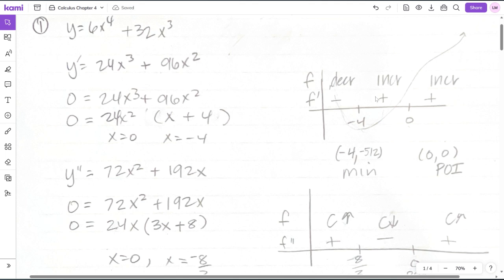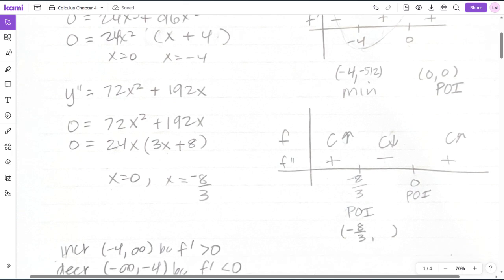And I got negative, positive, positive, which means negative 4 is a minimum. To find the y value, plug it back into the original. So I got negative 512. No change here means that 0 is probably a point of inflection. I wrote that after I took the second derivative.